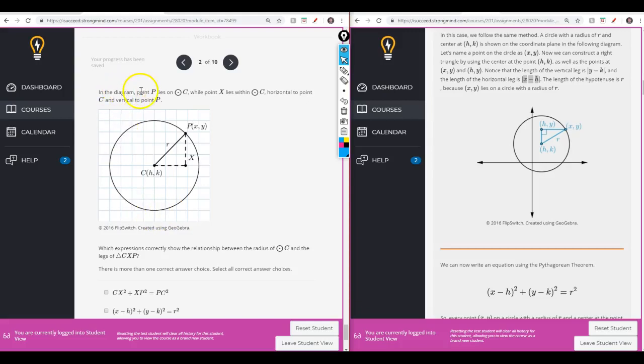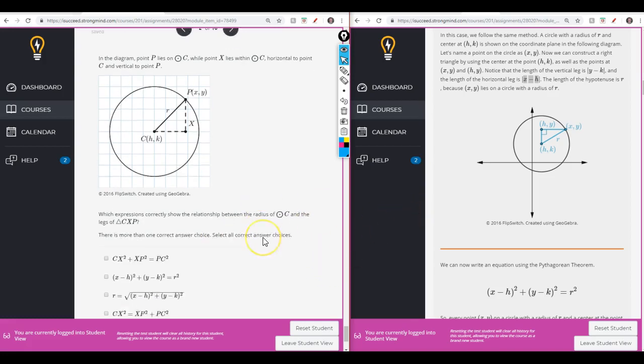In the diagram, point P lies on circle C, while point X lies within circle C, horizontal to the point C and vertical to point P. While expressions correctly show the relationship between the radius of circle C and the legs of triangle CXP, there is more than one correct answer choice. Select all correct answer choices.